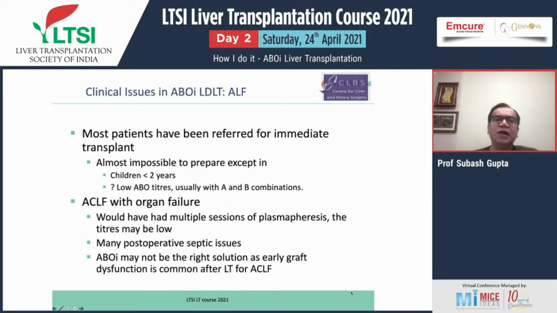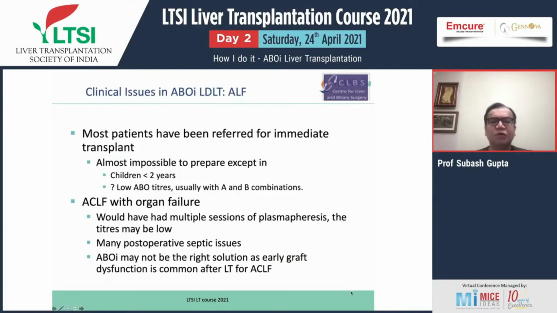So what are the clinical issues in ABO incompatible living donor liver transplantation? For ALF, most patients have been referred for immediate transplant. If they come to a transplant center, it's quite clear that if you don't do the transplant quickly, most of them will die, because there are centers which are good in hepatology and centers which are good in transplantation. So by and large, a patient who comes to a transplant surgeon, if you don't transplant them quickly, they die. So you really have no time to prepare them.